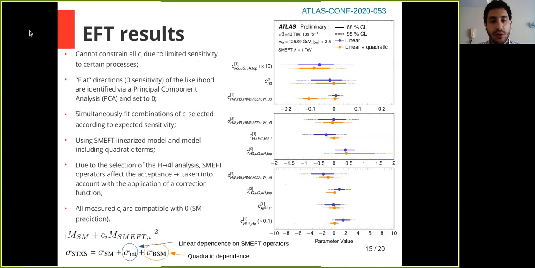Unfortunately, we cannot constrain all the Ci, so we had to perform a principal component analysis to find the combinations of Ci to which we were sensitive, and also to identify the flat directions. Then we managed to simultaneously constrain 10 combinations of these coefficients. And we did this in 2 configurations, with and without the inclusion of quadratic terms in the parameterization.